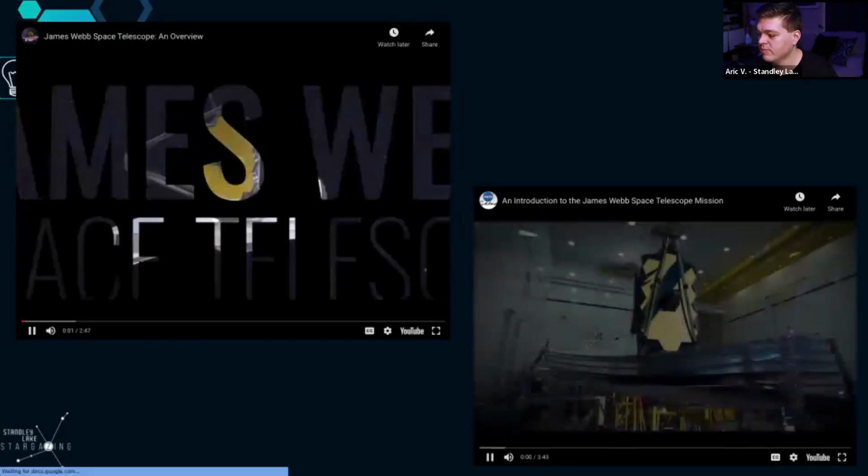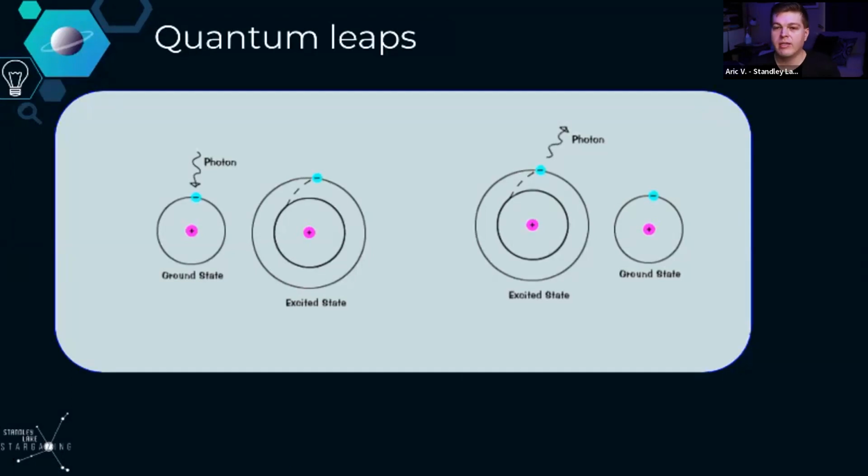Okay, let's talk about quantum leaps. You've all heard this term, and it's often used a little bit outside of its actual meaning.